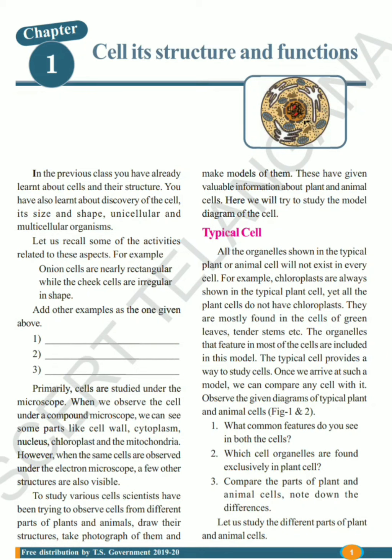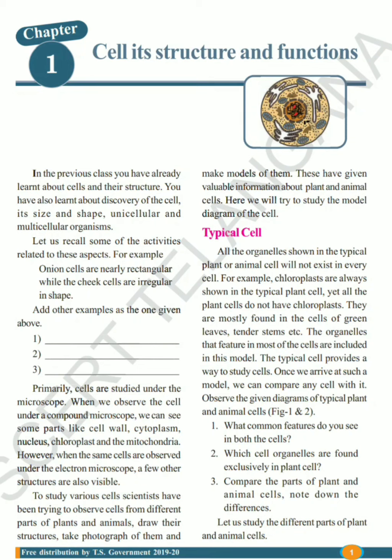See, primarily cells are studied under a microscope. And when we observe a cell under a compound microscope, we can see some of its structures like cytoplasm, nucleus, chloroplast, mitochondria, etc. But when we observe this cell under an electron microscope, we can see few other structures inside it, like the Golgi apparatus, endoplasmic reticulum, plastids, etc.